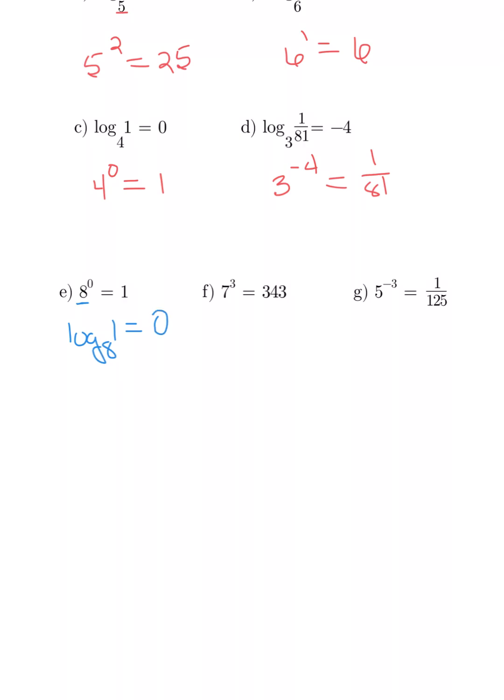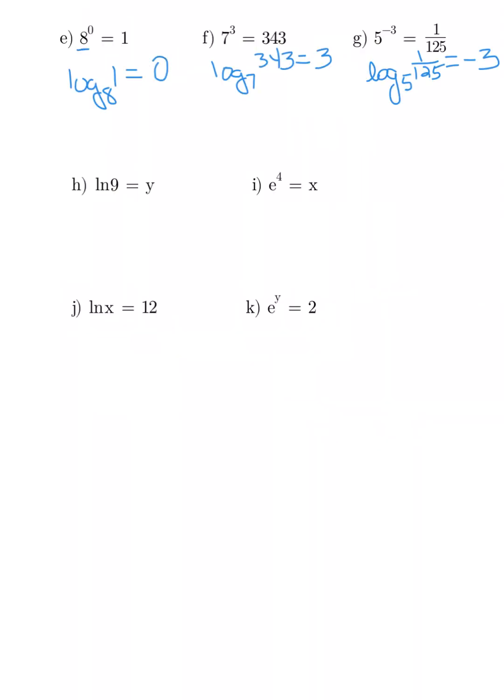On the second one, start with the word log. Your base is 7. Answer becomes the argument. Power becomes the answer. And on G, start with the word log. Base is 5. Argument is 1 over 125 equals the power, -3.